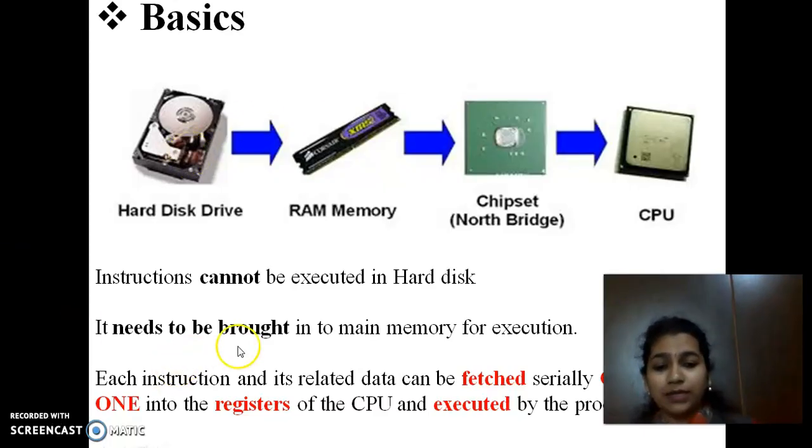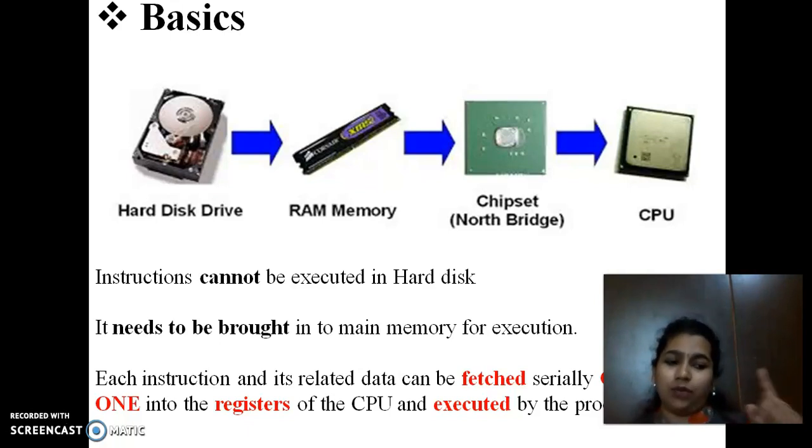And where do we bring these fetched instructions? We bring them into the registers. Where are these registers stored? These registers are stored on the CPU, and ultimately the instructions are executed by the CPU itself. So this is the basic idea. Keep this in mind: whenever you want to execute a program, it has to be first brought into the main memory, and only then will it be executed by the processor, right?